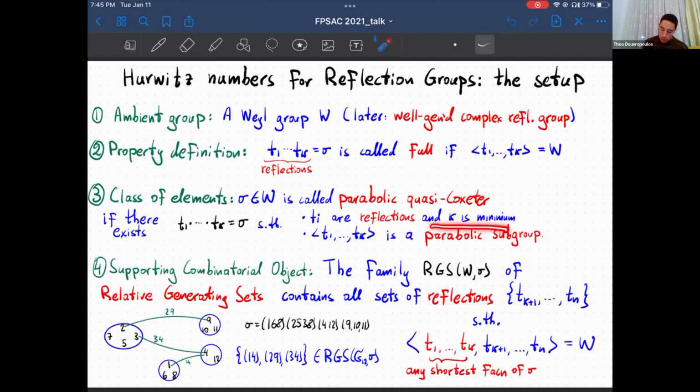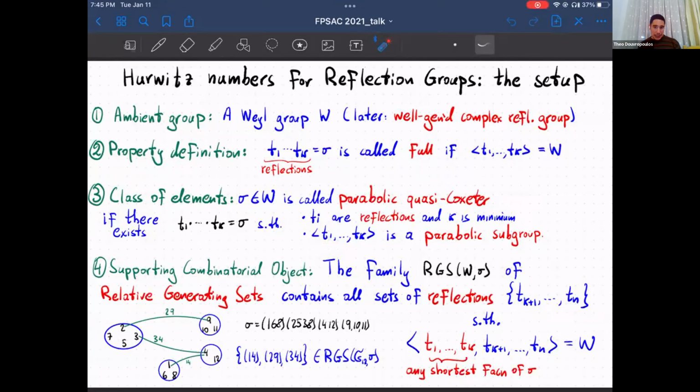That if it is of minimum length, the factors generate a parabolic subgroup. Right? This also has interactions with the root lattice, but let's keep it like that. And let's keep in mind that it's a big enough class of elements.